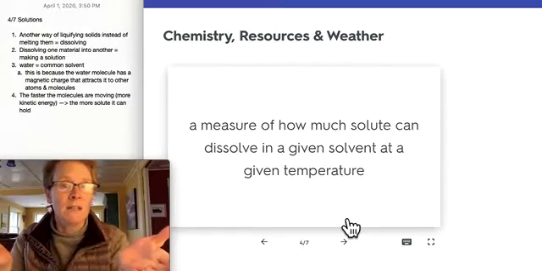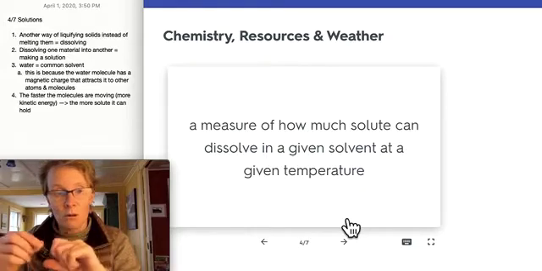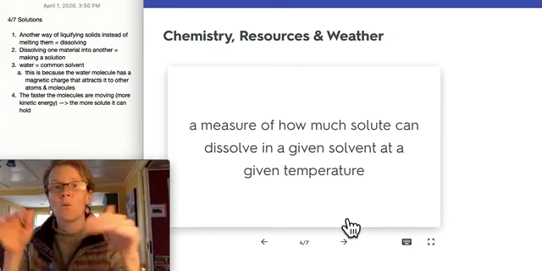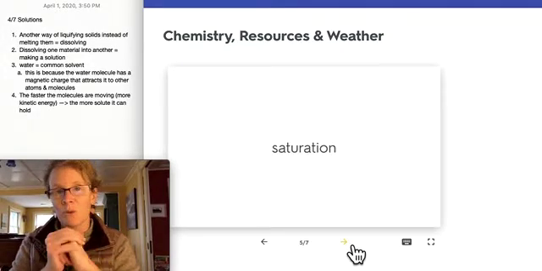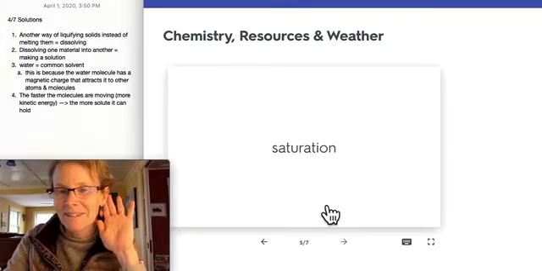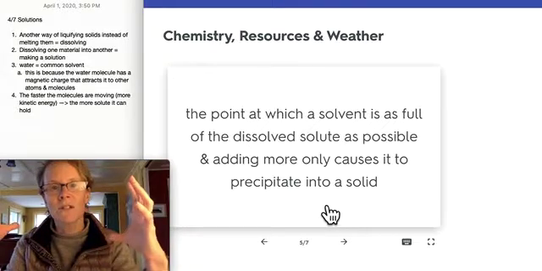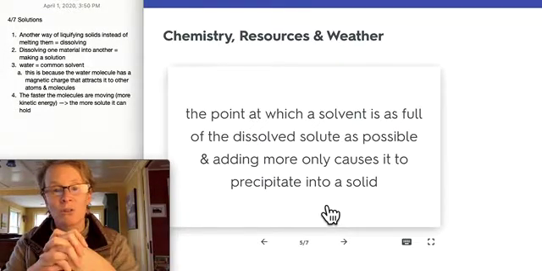If you wanted to test this and your parents allow you to use some salt for this, you can actually take a small amount of water and add some salt a little bit at a time and dissolve it, and you'll see at a certain point that the salt will no longer dissolve, that it will start piling up. And the reason that has happened is because it's reached its saturation point. Can you say saturation? So saturation is the point at which a solvent is as full of the dissolved solute as possible, and adding more only causes it to precipitate into a solid.